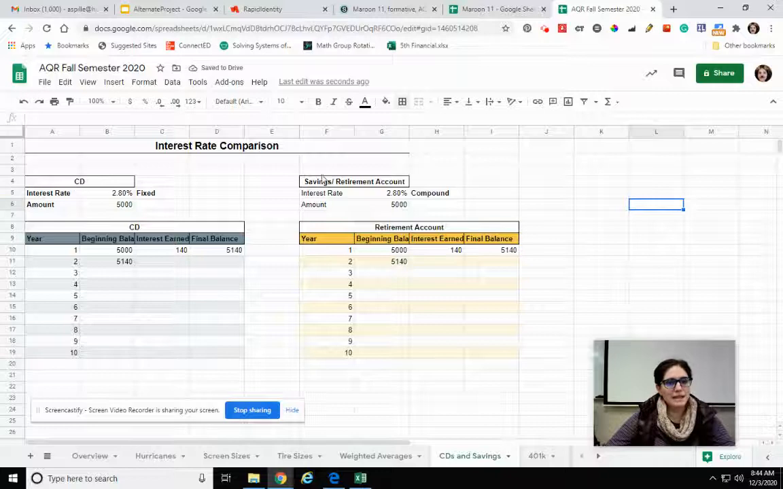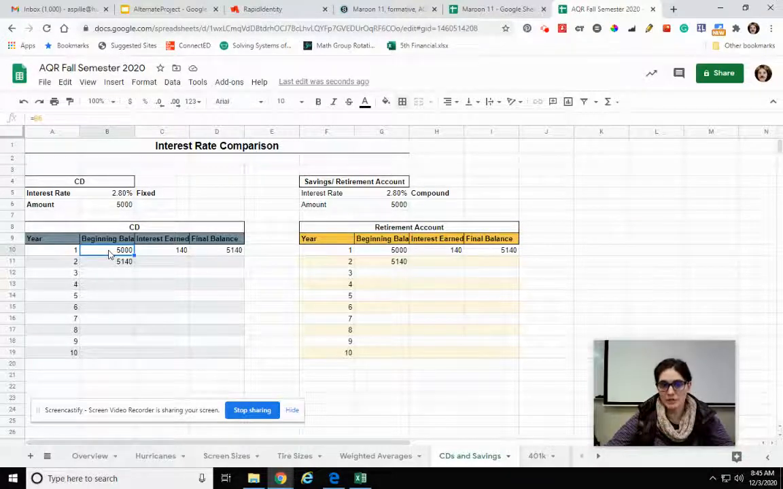I have my CD and I have my savings account. The CD is a fixed interest. What that means is that every year you're getting interest off of the money that you put in to start with. You're not earning interest on what you have in your account. So the way we set this up, I would totally just copy and paste what you did.